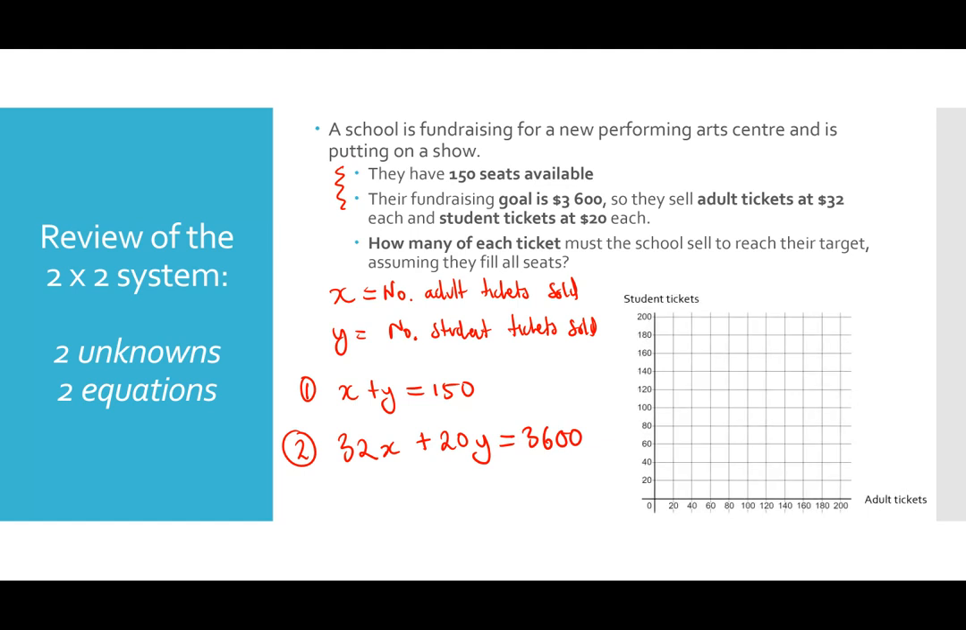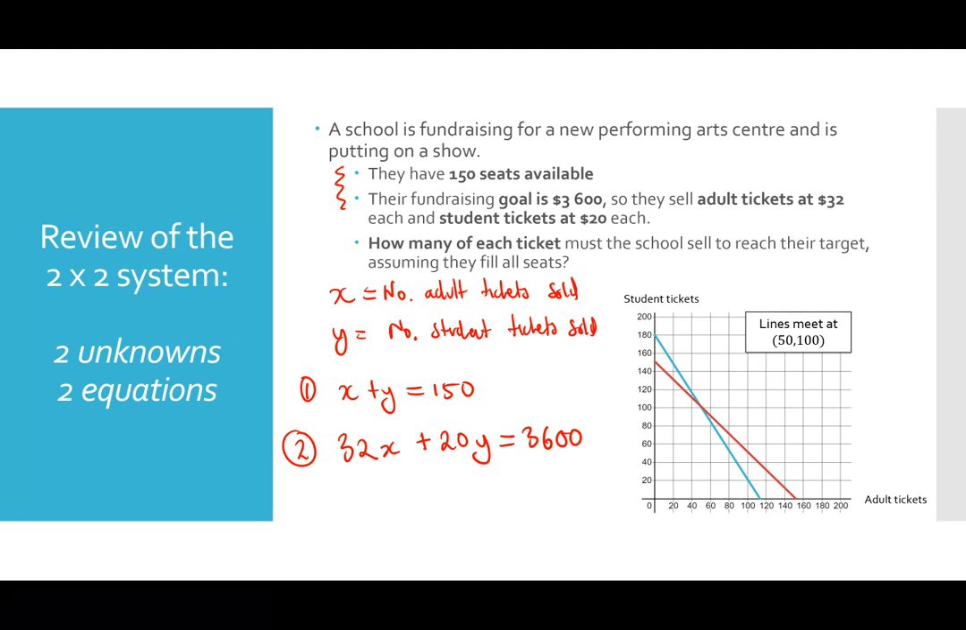I can graph those on a grid like this with, along the X-axis we have adult tickets, along the Y we've got student tickets. The first equation, X plus Y equals 150, looks like that. The second one looks like that. Now we can see that those 2 lines meet at a single unique point because the lines aren't parallel, which is this one here, 50, 100.